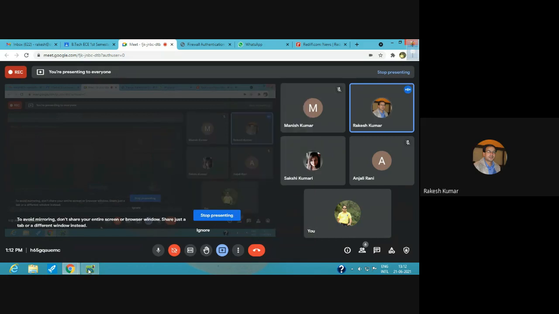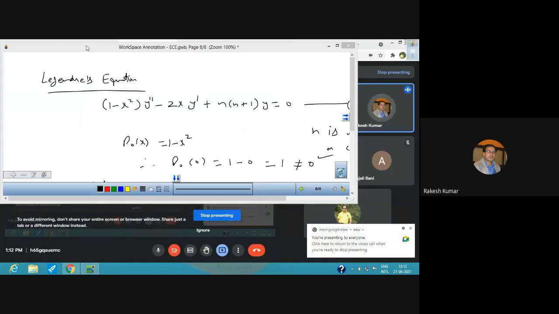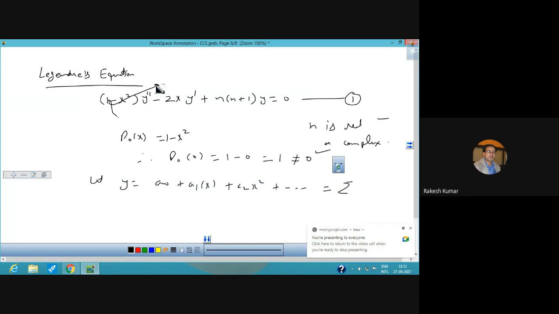This recording is there. So we were discussing that this is the Legendre differential equation, and it is named as differential equation number 1.